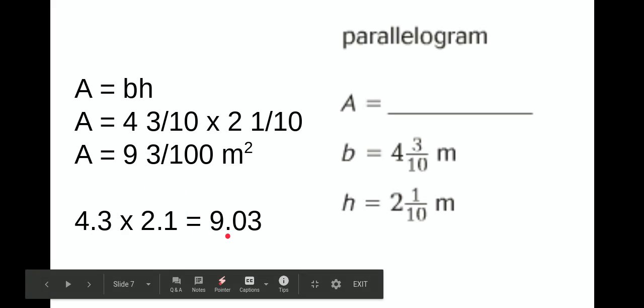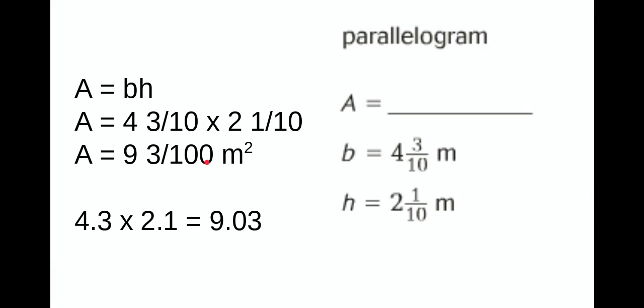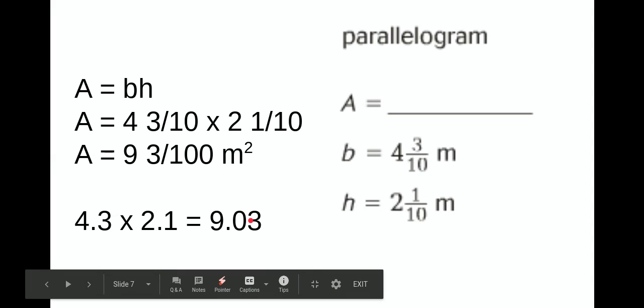You end up getting the same answer. This is what your calculator would give you. And then this can easily be changed back into this mixed number with this fraction. So 9.03 is the same as 9 3/100. If you can say the decimal, then you can change it to a fraction. All you got to do is say it with the correct words.